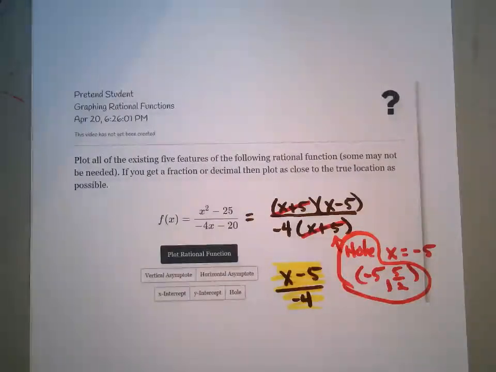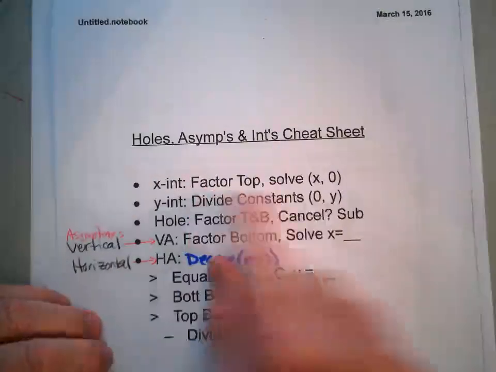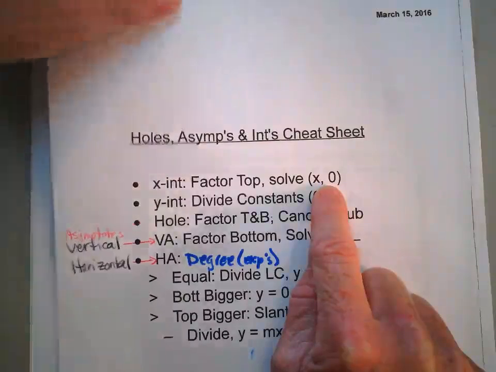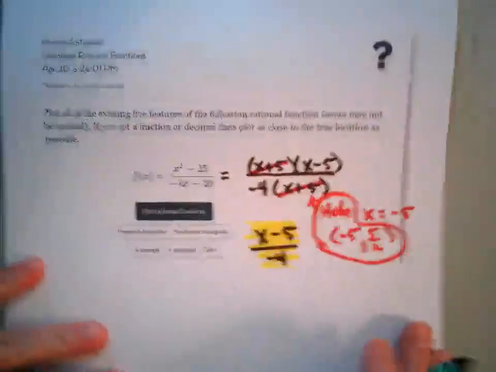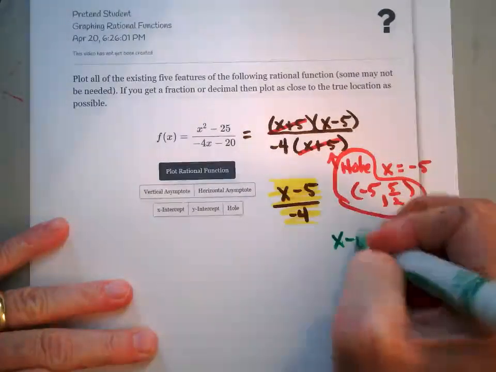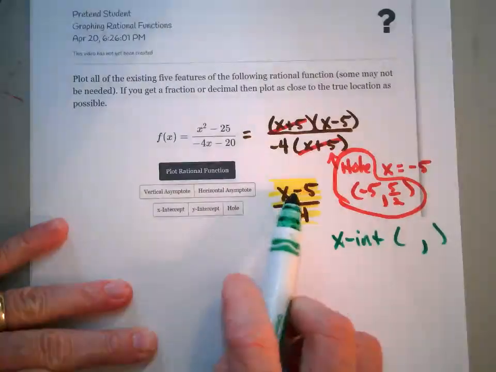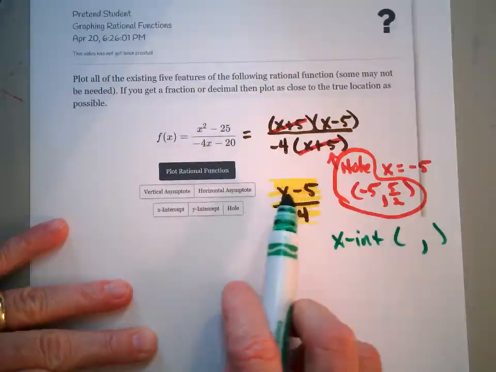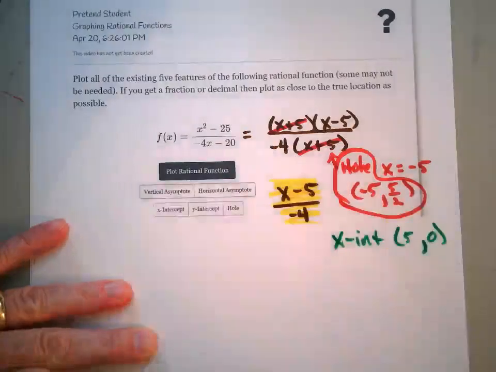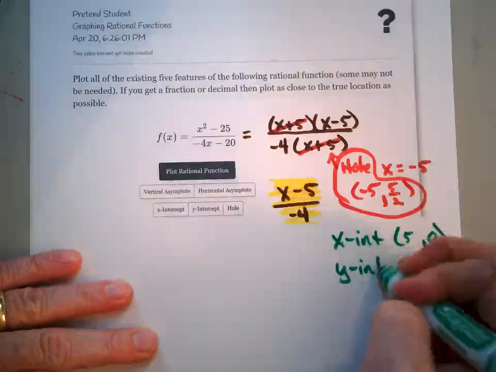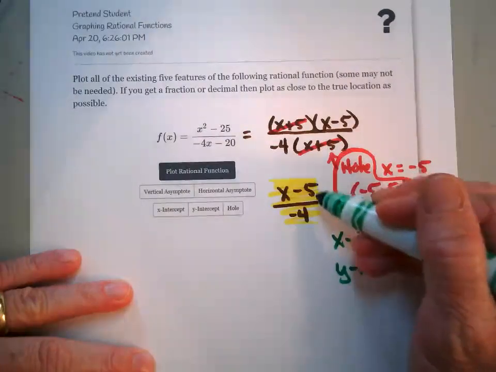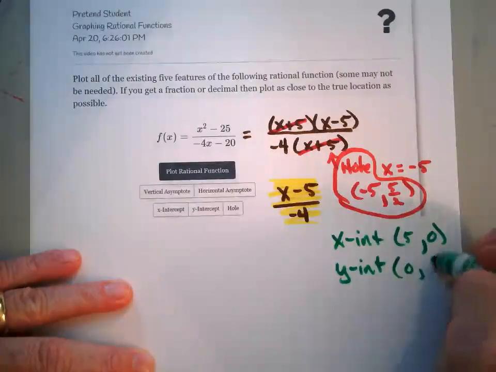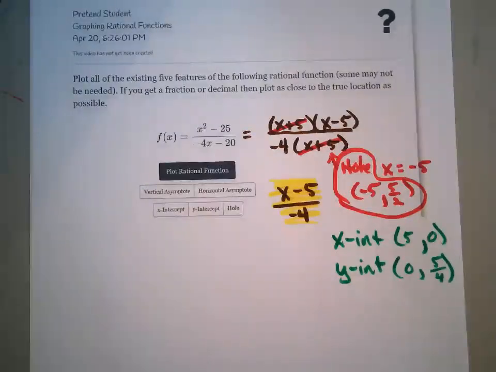Next, we're going to do intercepts. Our top is already factored, so we're just going to write it down. After we solve the top, what is the ordered pair that is the x-intercept? Our x-intercept comes from the top of the fraction, right here. So if we set this equal to 0, x minus 5 equals 0, gives us a +5. So there's our x-intercept. Our y-intercept comes from dividing the constants. So -5 divided by -4 gives you 5/4. There's our intercepts. Let's see what we get for asymptotes.